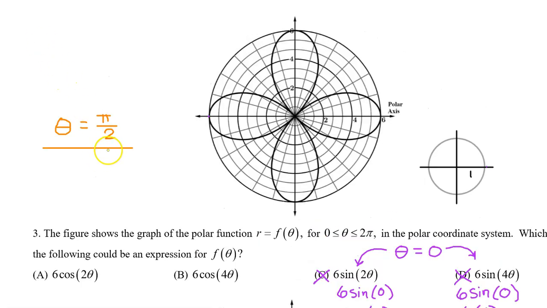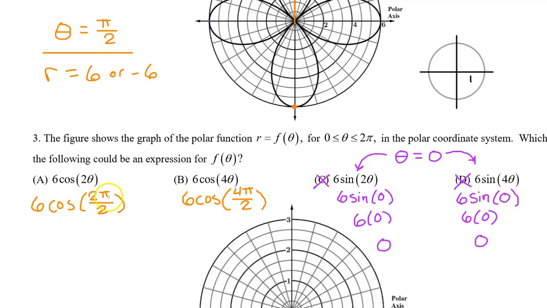Let's pick another angle to help us choose between options A and B. Let's try pi over 2, which is right here. At pi over 2, we are looking for an R value of 6 or -6 because it could be reflected down here and land right here.